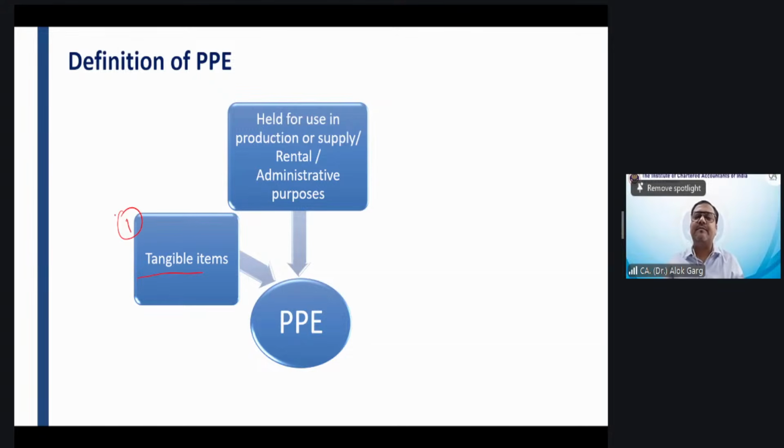Yes, which is held for use in production or supply of goods and services. So truck, what is the purpose? The purpose is transportation of goods, supply of goods, right? So truck is a PPE.